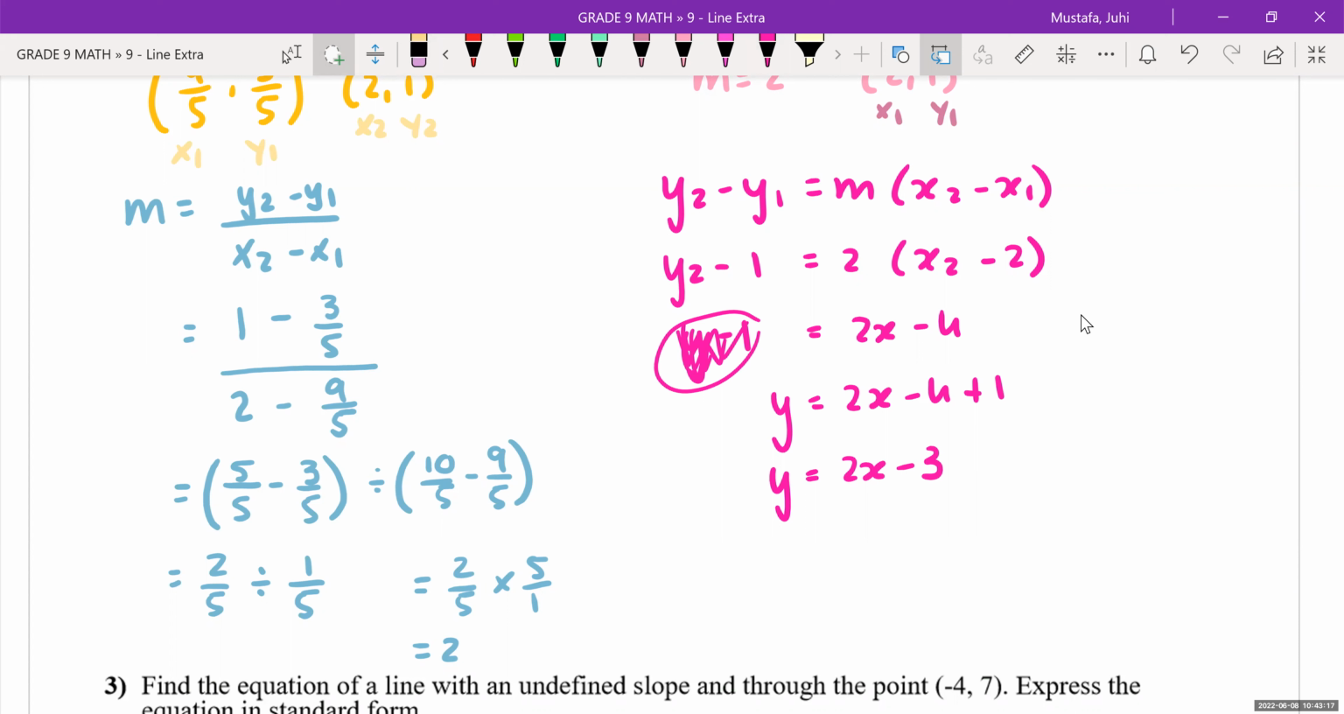All right. Did you guys get y is equal to 2x minus 3? Or did I do something wrong? Let me know.